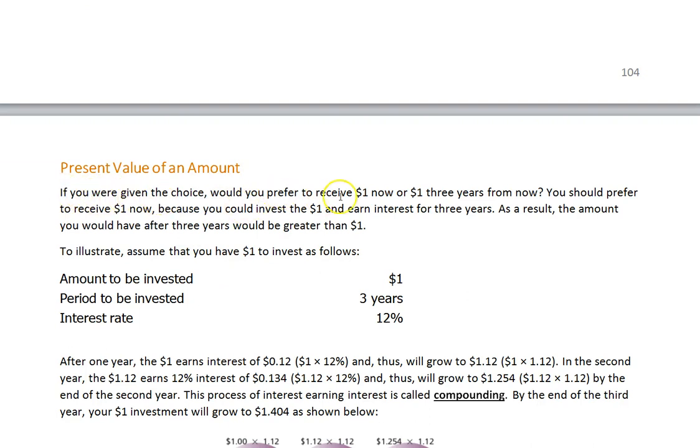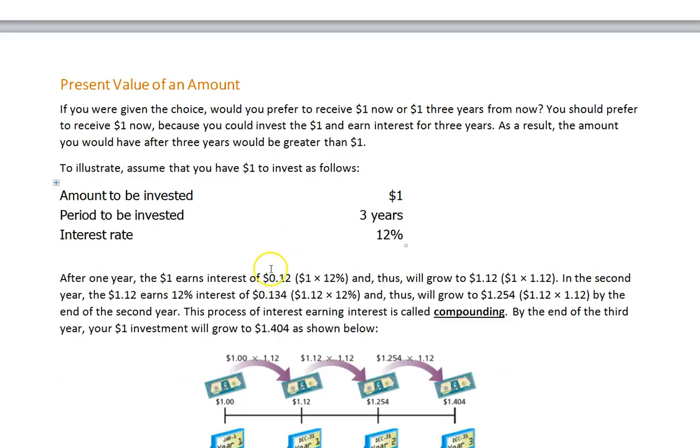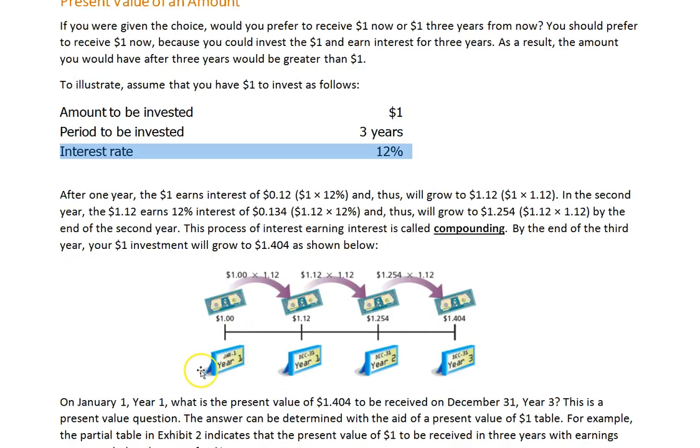It says if you were given a choice, would you prefer $1 now or $1 3 years from now? Well, you'd want the $1 now because you can invest it. And they're starting off with this lovely figure of $1. They're going to invest it for 3 years at an interest rate of 12%. So we start off here at $1. It's going to earn 12% after 1 year. So if we skip forward 1 year, it'd be $1 times 1.12. And now we have $1.12.